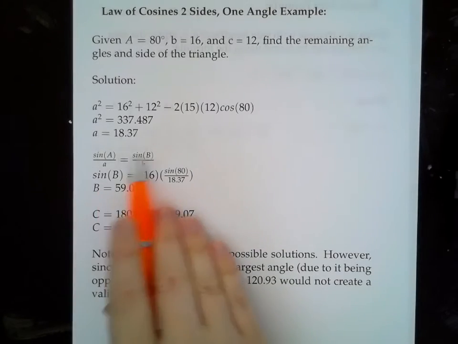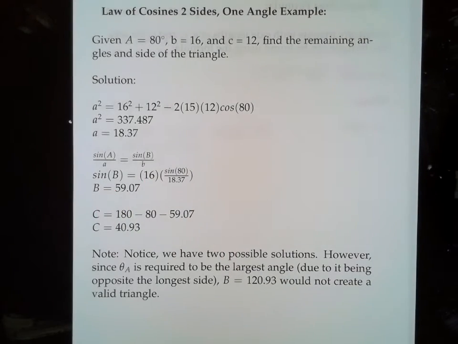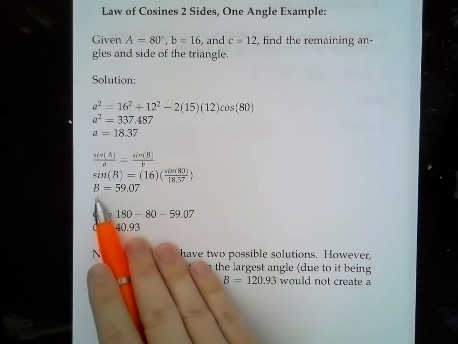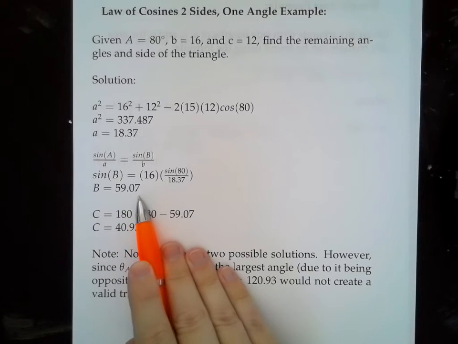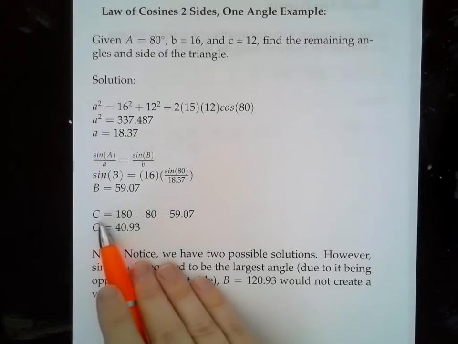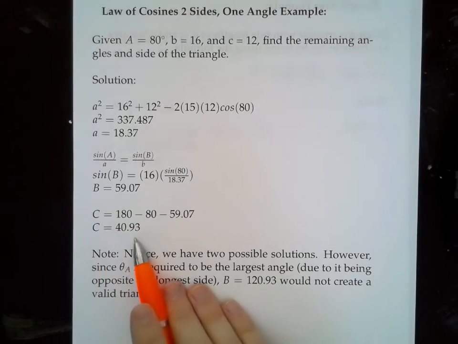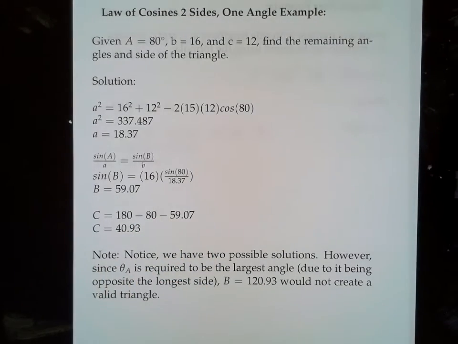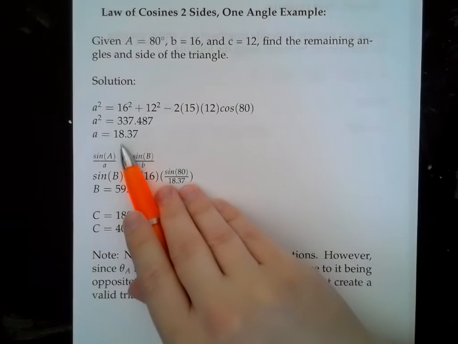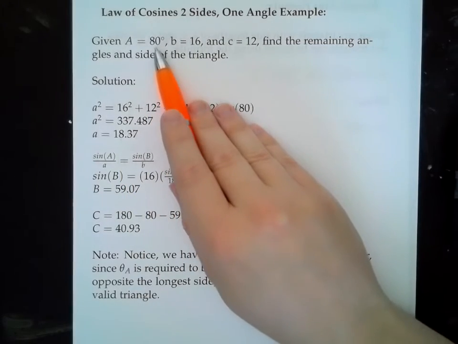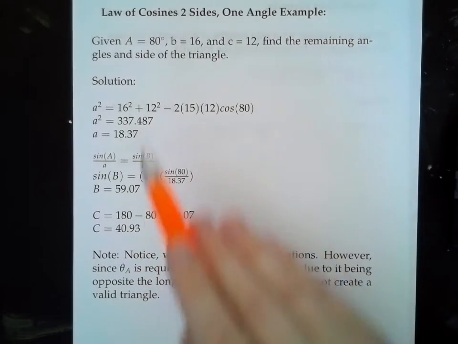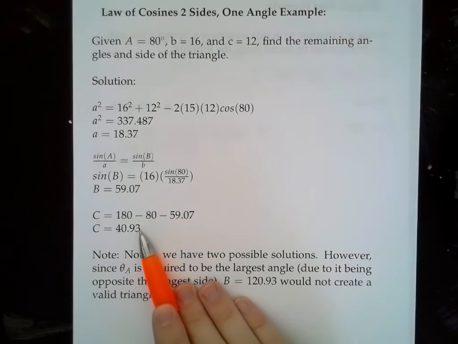From there, I'm going to use my law of sines, and that's going to give me that the angle B is going to be 59.07. And then I'm going to use the rest of my information to find C. Now let's just make sure that this makes sense. So I have A as my largest side, which means A should be my largest angle. And in this case, it is indeed. 80 is going to be larger than 59, which is larger than 40.